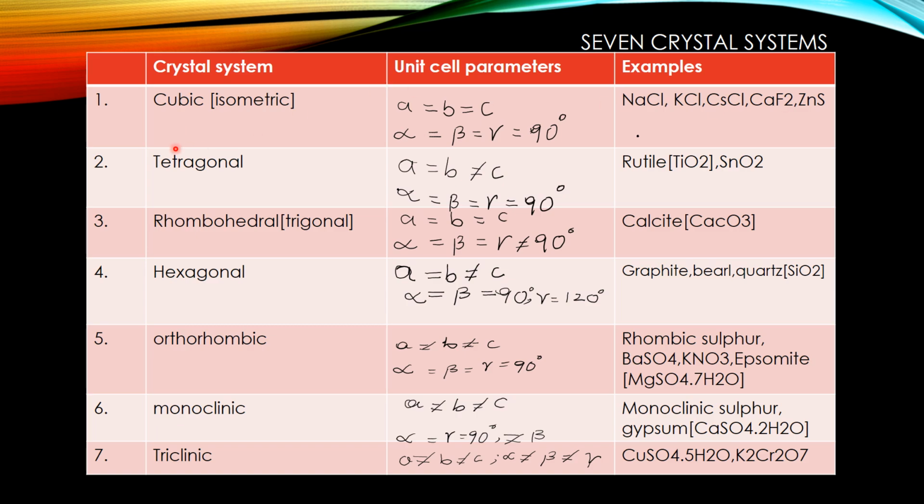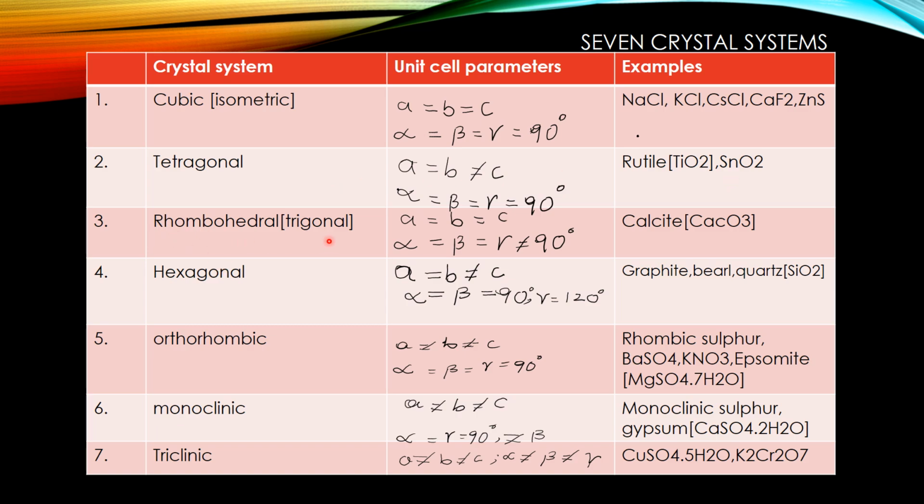The second crystal system is tetragonal. a equal to b, not equal to c, and alpha = beta = gamma = 90 degrees. These are the unit cell parameters for the tetragonal system. The examples are rutile TiO2, SnO2.